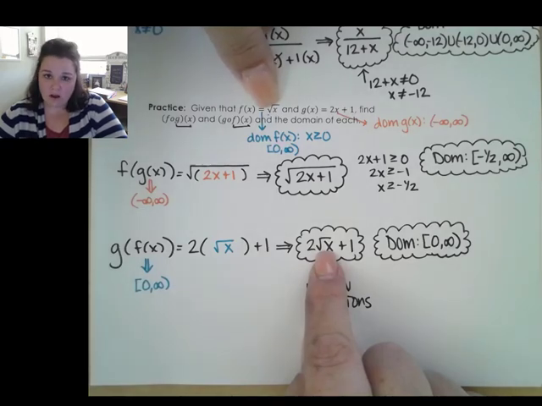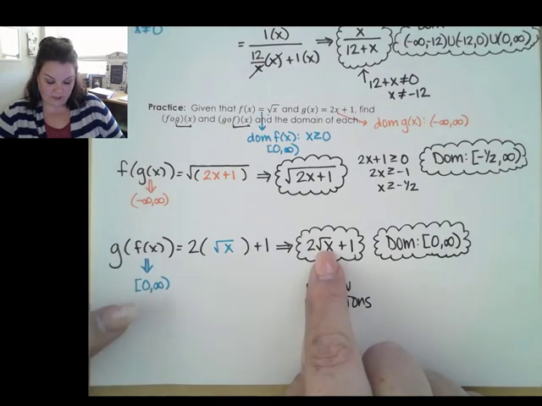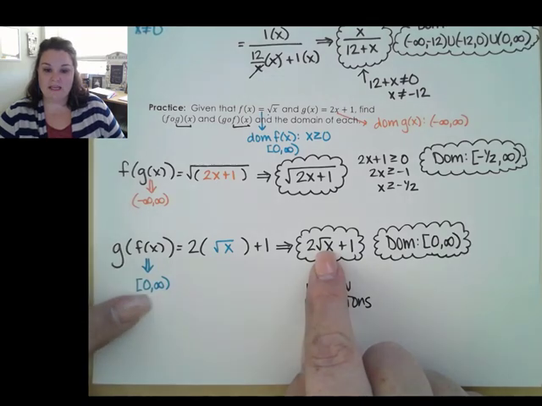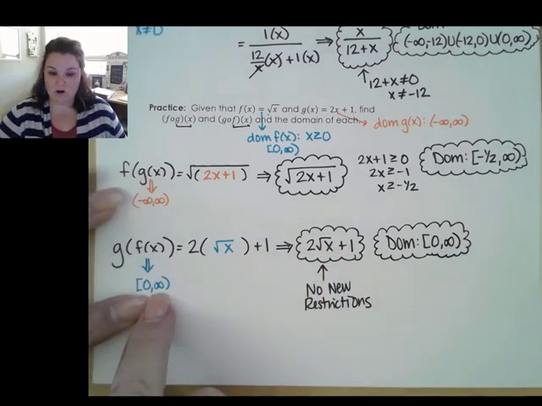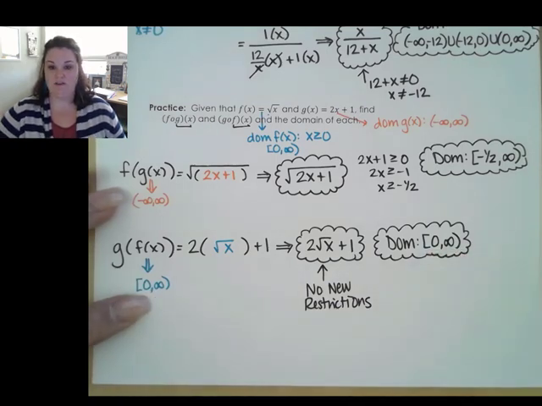And we've already accommodated for that with this domain. As long as we pick an x that's 0 or bigger, we have no issues. So even though there is a restriction here, that's not a new restriction. It's one we've already accommodated. So we just keep that same domain, which is 0 to infinity.